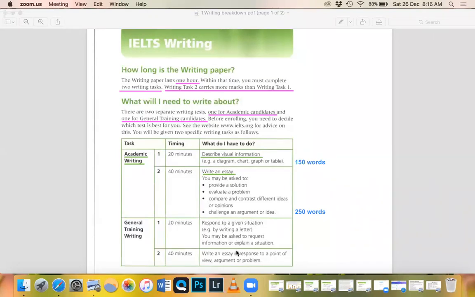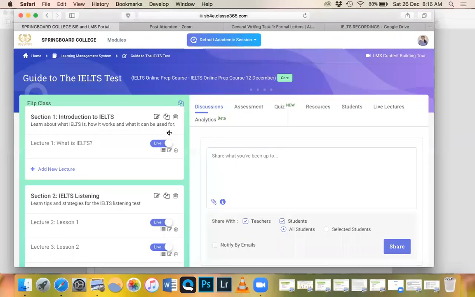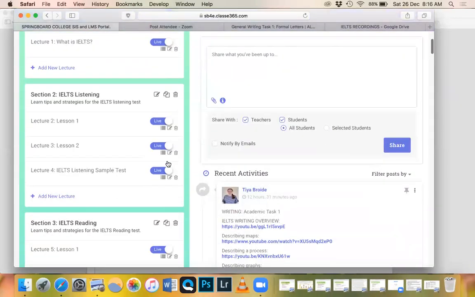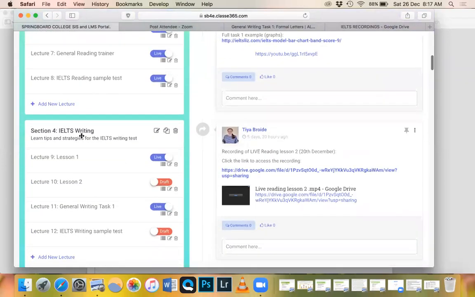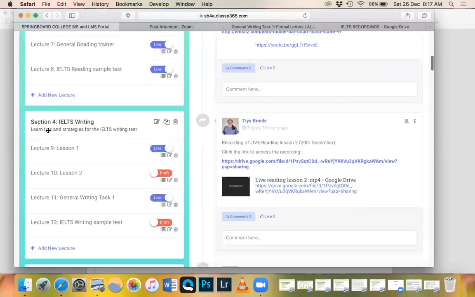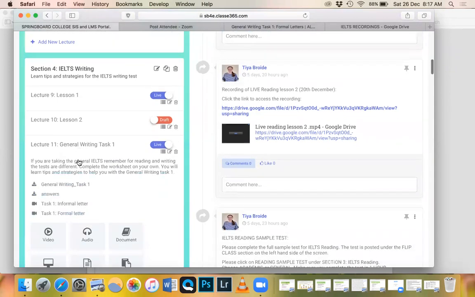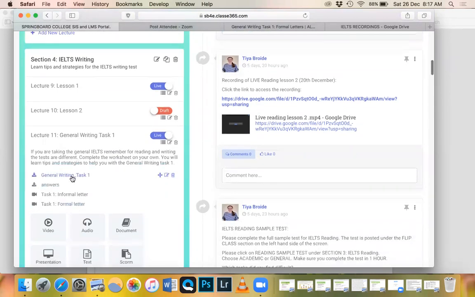So if you're doing the general test, what I suggest is that instead of staying for this lesson, I would like you to go onto the Campus UK LMS. And if you go down to section 4, writing, you can download this worksheet for the general writing task 1. Okay, so you can see it here, lecture 11. You can download the worksheet and go through it by yourself at home. Okay, then you can have a look at the answers.